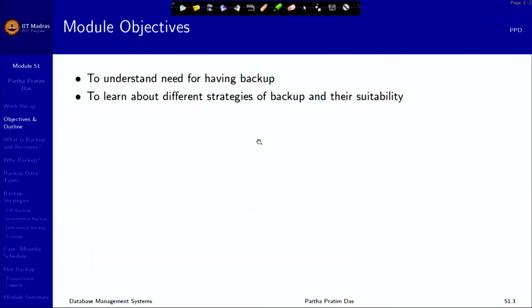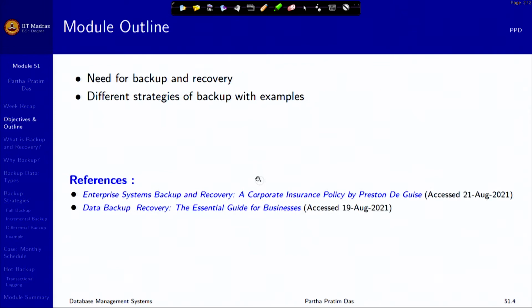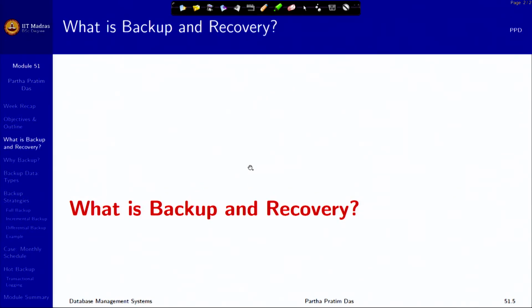background ready with us, we will now move into discussing other very important factors in terms of database management. These are about backup and recovery. So, we start discussing in this module about the need for backup and recovery and some of the basic strategies for backup. Now, why do we need backup?